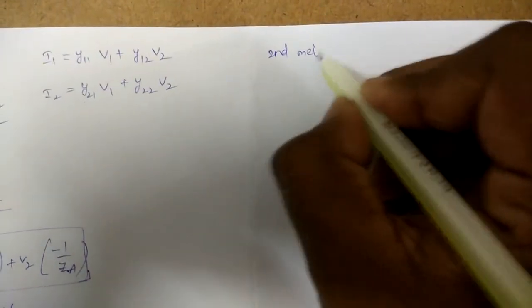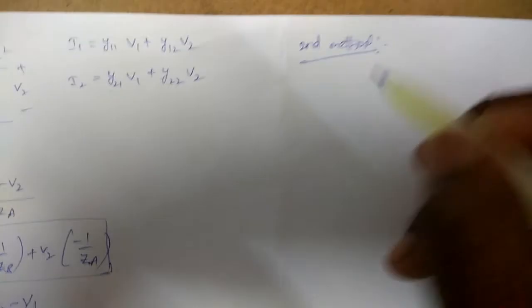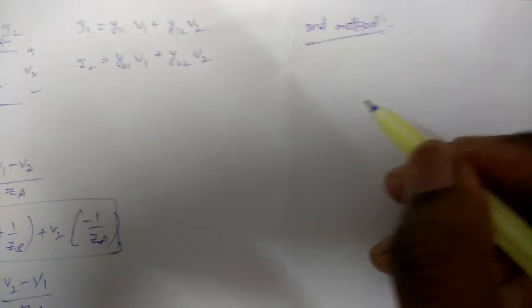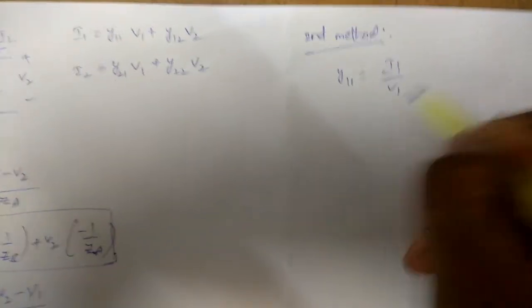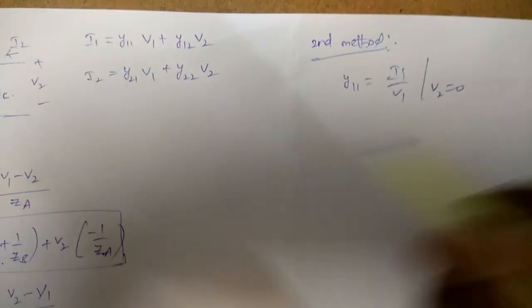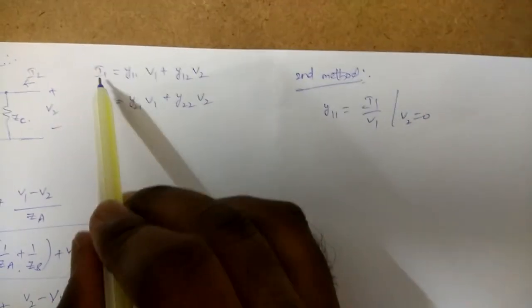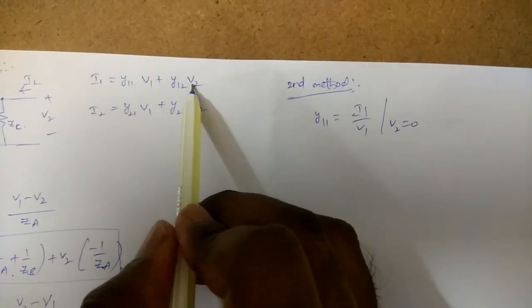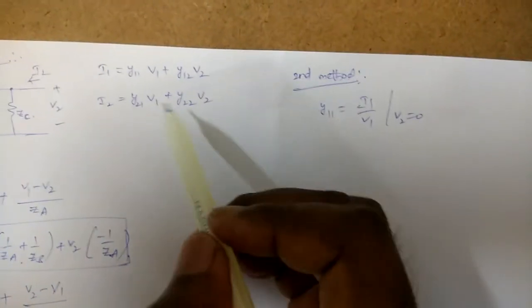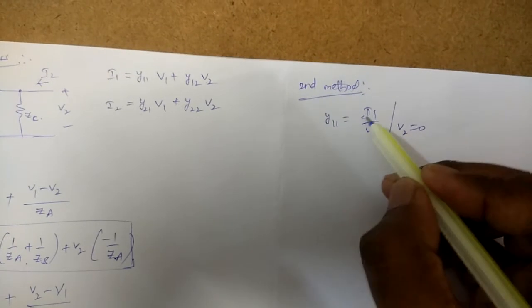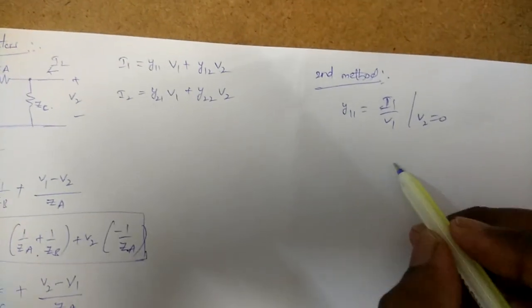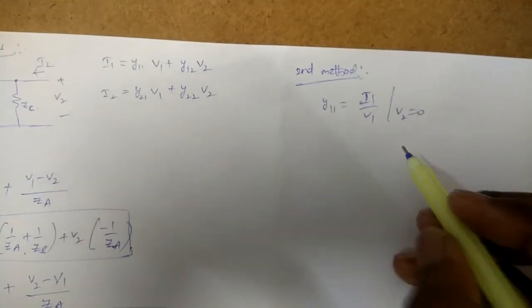Otherwise, the second method is by using the equations we have already seen in the last video. Y11 is equal to I1 by V1 at V2 equal to 0. Similarly, you can write all the remaining equations. So first let us find this one, and the remaining you can find later.